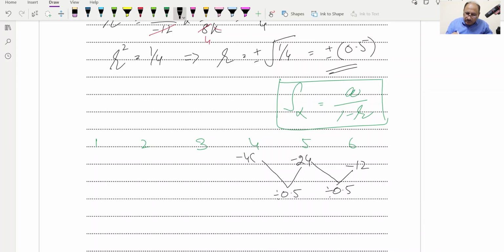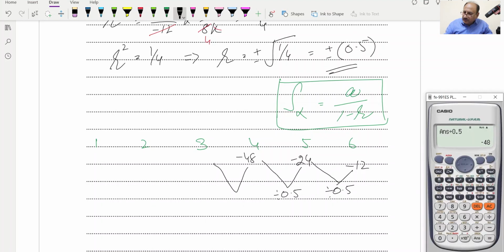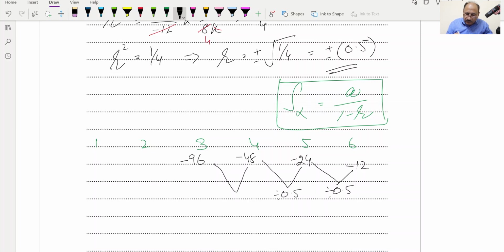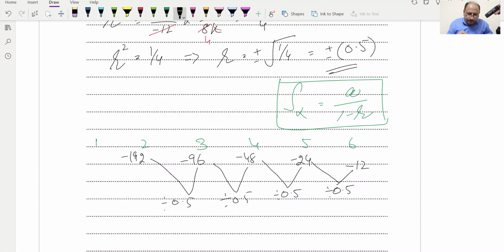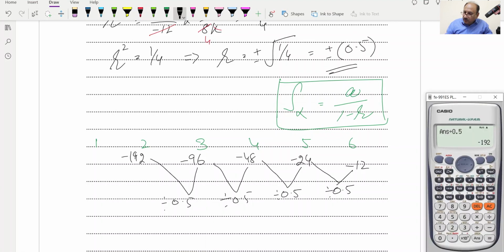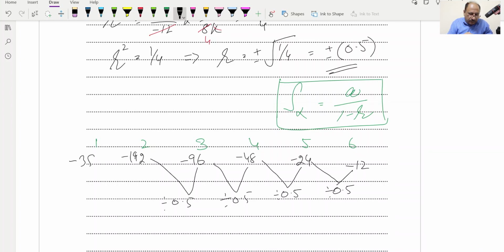minus 48. So we are trying to reach the first term. Minus 48 divided by 0.5 is equal to minus 96. This is also division by 0.5, and dividing by 0.5 will give us minus 192, and 192 divided by 0.5 is equal to minus 384. This will be 0.5.